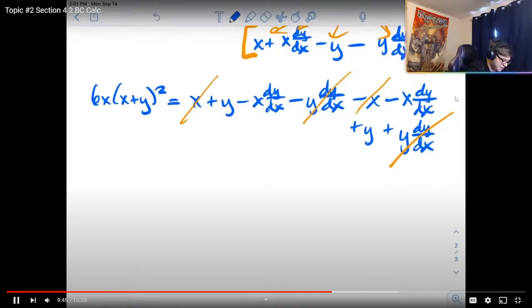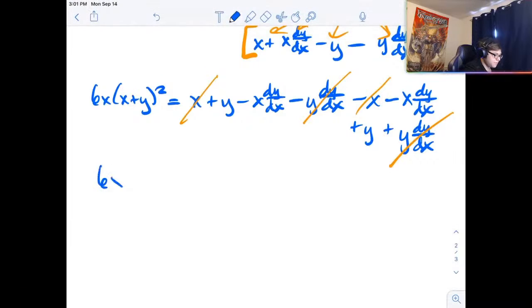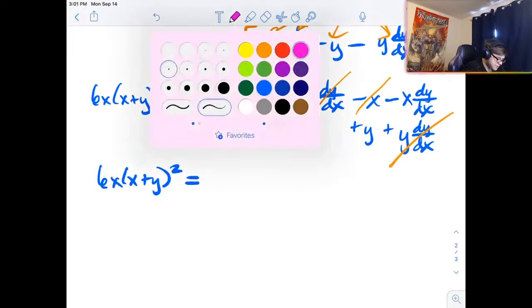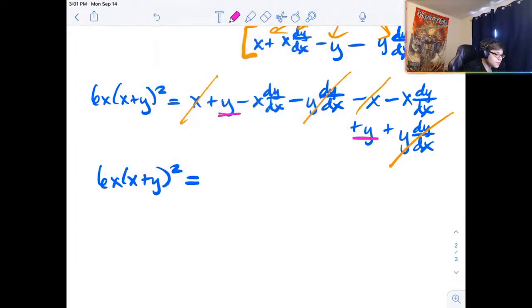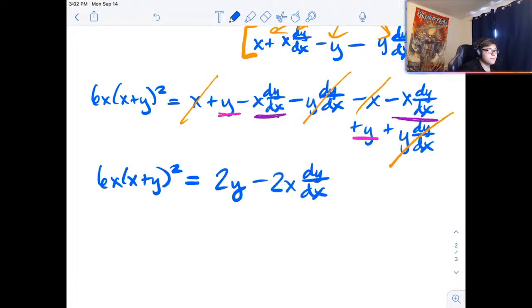Just kidding. Let me collect my thoughts here and figure out what I still have left over at this point. I do believe that this y and that y can be added together to give me a total of 2y. And likewise, negative x dy dx and another negative x dy dx winds up giving me negative 2x dy dx. Okay.